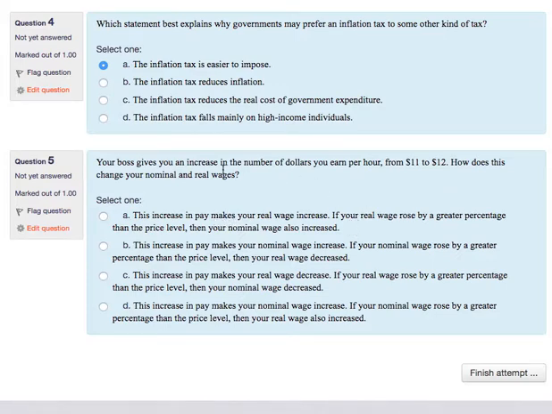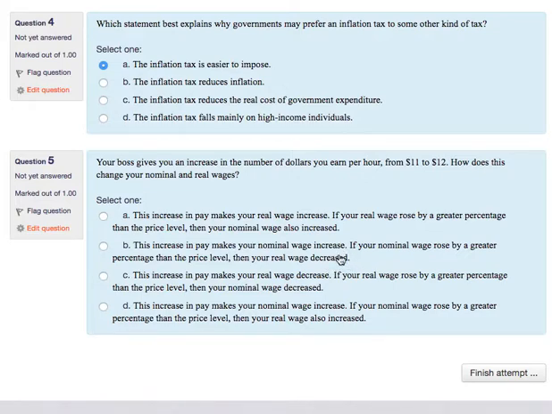But if it's gone up by less than this, so let's say it was an increase of 2% inflation, well, an increase of 2% of $10 would be like 20 cents. So $11 would be 22 cents. $11.22 is smaller than $12, so real wages are going up. So the increase in pay makes your real wage increase. If your real wage rose by a greater percentage than the price level, then your nominal wage also increase. Now, nominal wage we know will increase for sure. The increase in pay makes your nominal wage increase. If your nominal wage rose by a greater percentage than the price level, so here this close to 10% increase, a little bit less, is greater than, let's say, 2%, then your real wage will have increased.